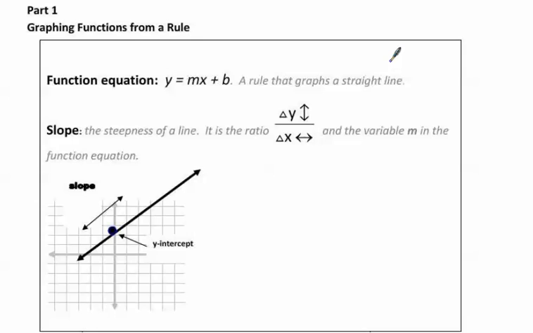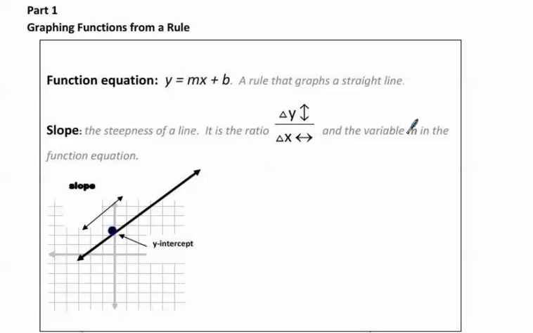Talk about slope. Graphing a function from a rule. A function equation is stated as y equals mx plus b, a rule that graphs a straight line. Slope is the steepness of a line. It is a ratio, the change of y, which is your up and your down, over the change of your x from side to side.